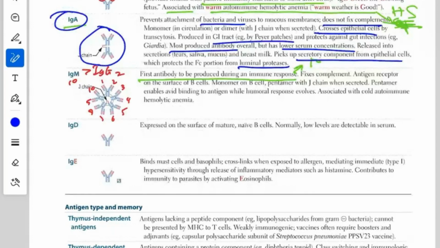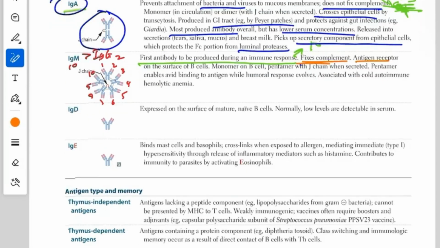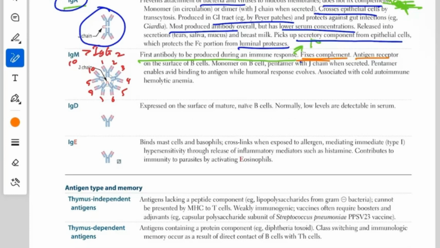So IgM, like I said, has a higher avidity because it has 10 binding sites. It's the one that is formed in the primary immune response. It and IgG can fix complement. Okay, can fix complement. However, it doesn't cross the placenta. Only IgG can cross the placenta. So it's an antigen receptor, like we said, IgM, IgD on the antigen receptor surface, and also secreted as a pentamer with the J chain, as you can see, just like IgA. But this one is involved in cold autoimmune hemolytic anemia.